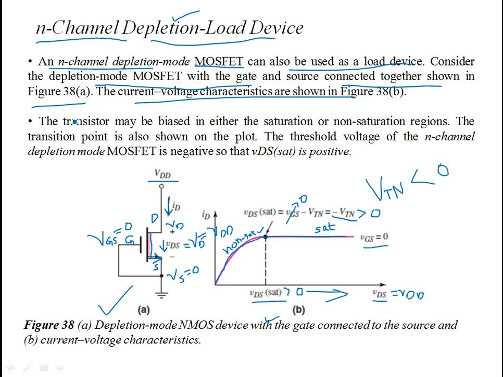The transistor may be biased in either sat or non-sat regions, and the transition point is also shown on the plot. Now the threshold voltage of the N-channel depletion mode is negative, so VDS sat is always positive. So this is a negative quantity. You see why it's negative.